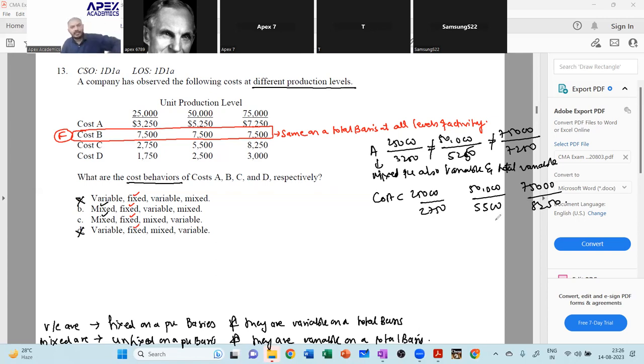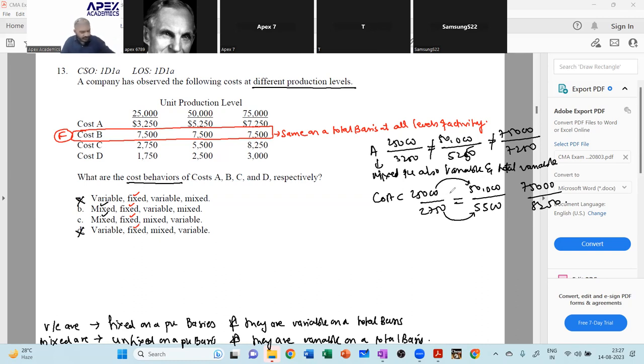Now anybody who can look at numbers and can establish a relationship between them will not have to calculate. Why are you saying it like this? My dear friends, what is the double of 25,000? It is 50,000. And what is the double of 2750? 2750 into 2 is equal to 5,500. They are the same. Essentially, this fraction is the same.